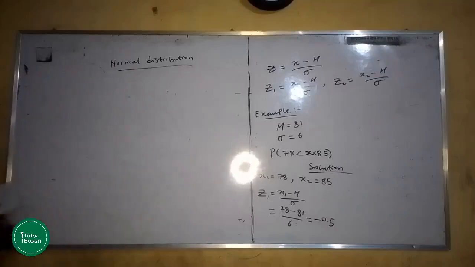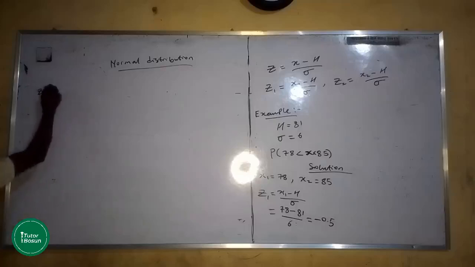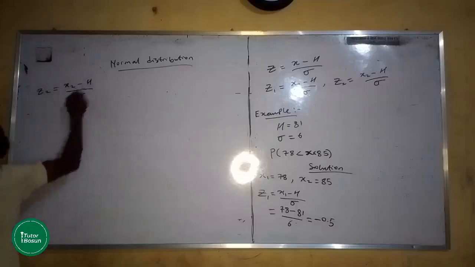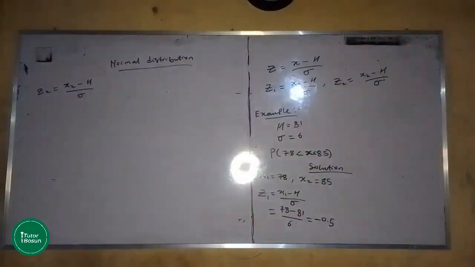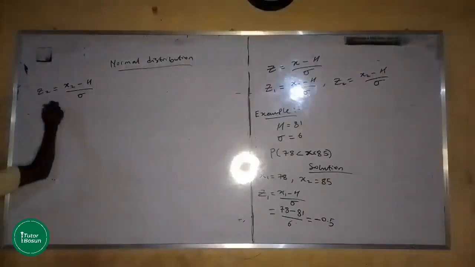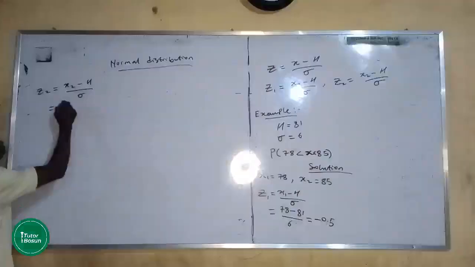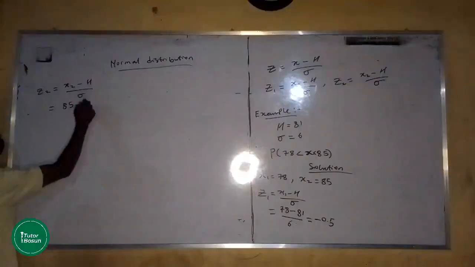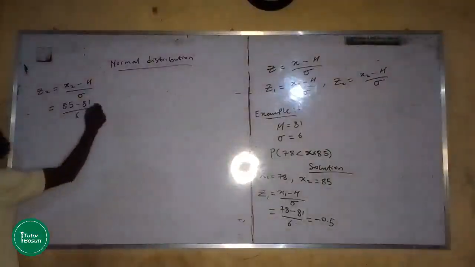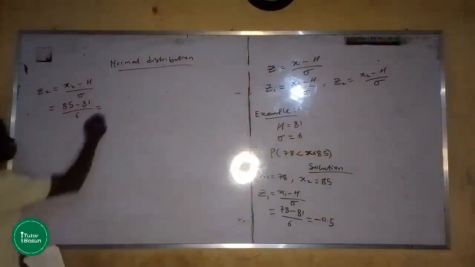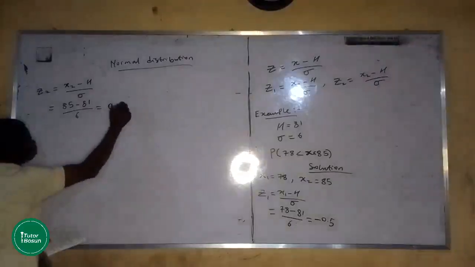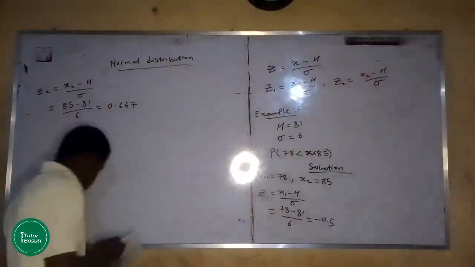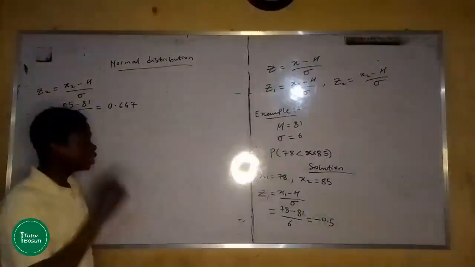So we also calculate for z2. z2 is equal to x2 minus mu over sigma. Our x2 is 85 minus mu, our mu is 81, over standard deviation of 6, and we are going to have 0.667. So we have been able to determine our z1 and our z2.